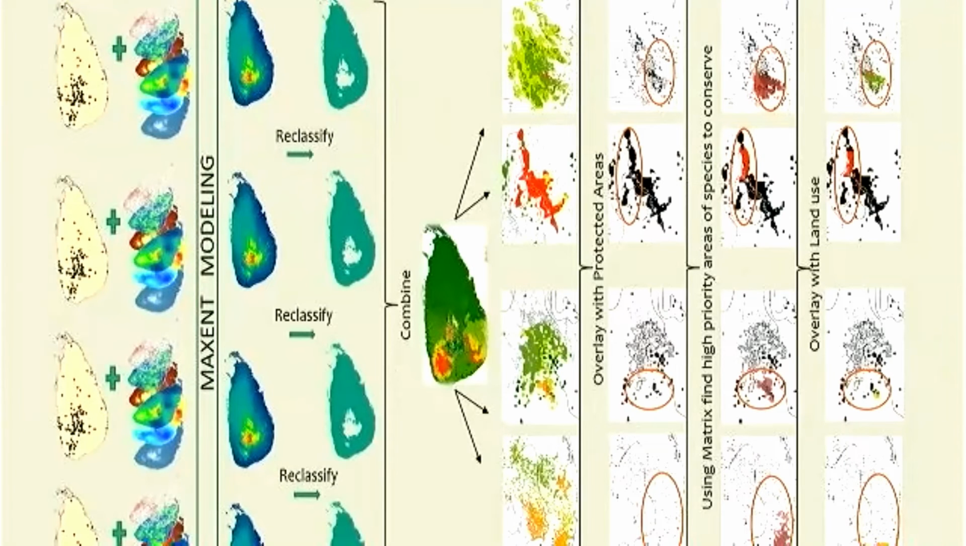This is the summary of the methodology which I have used. I have combined these point locations with the environment layers through the Maxent model. Then I have generated a predicted distribution model for each species, actually 89 species. Then I reclassify and combine all the binary maps together.